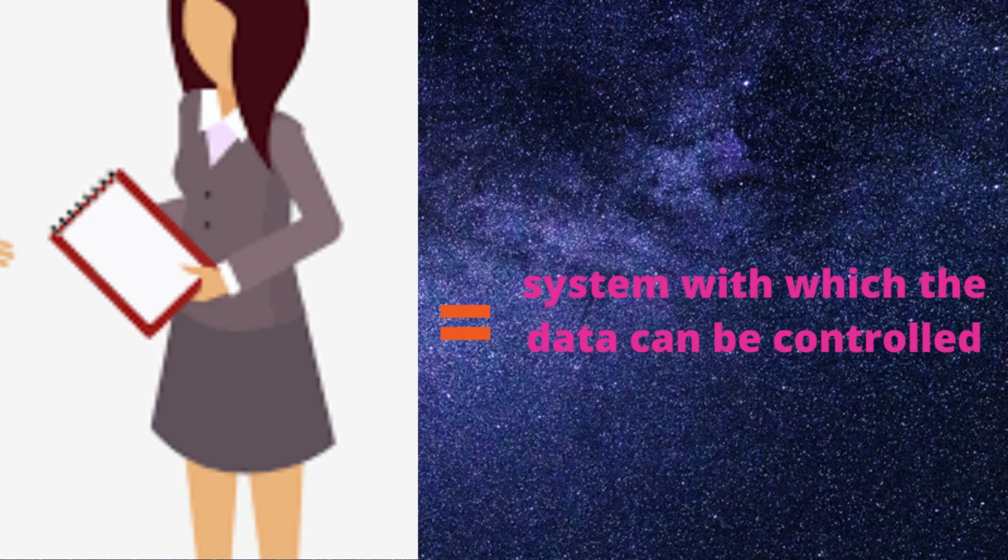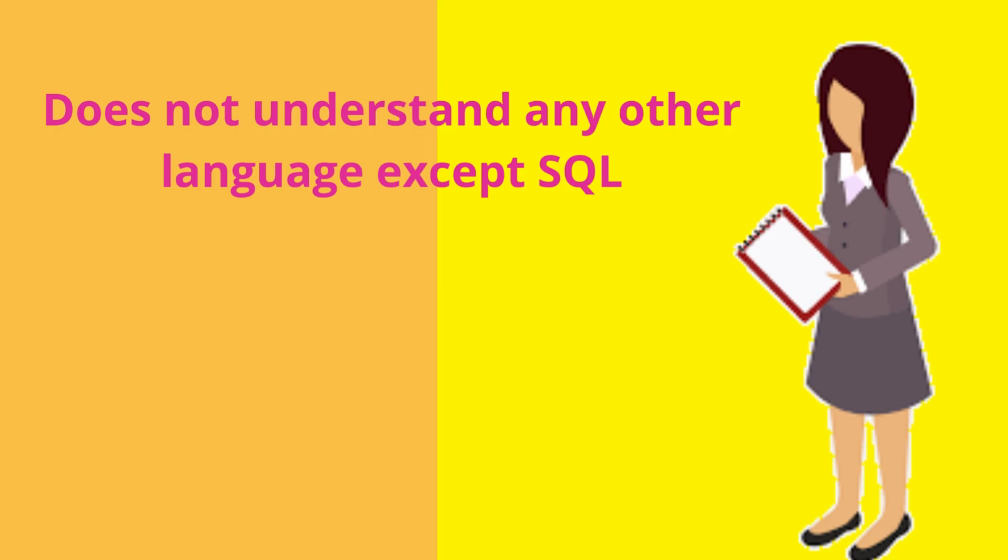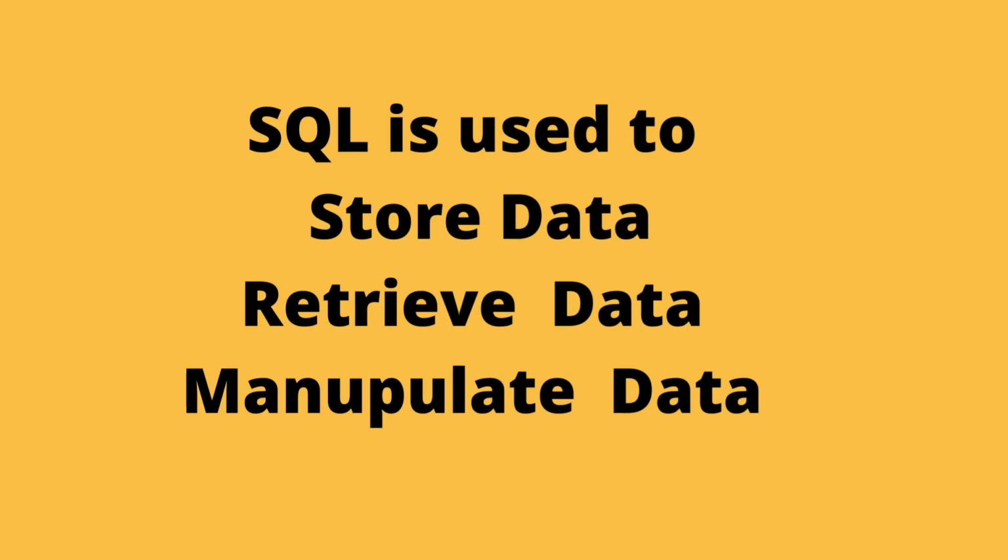This sales assistant can be considered as a system with which the data is controlled. The sales assistant cannot converse with us in normal English, French, Latin or any other languages, but for us to converse with this system we need to learn a specific dedicated language which it understands. This language is known as Structured Query Language or SQL. SQL is used to store data, retrieve data and manipulate data in the relational database using the system.